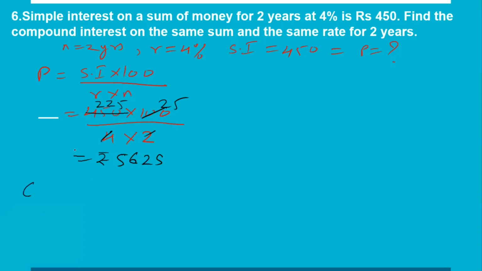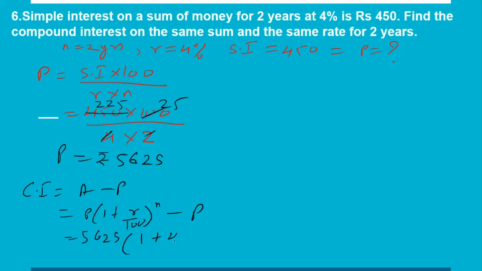Now, on the same principal, we are asked to find the compound interest. So compound interest is equal to A minus P, which is P in bracket 1 plus R upon 100 raised to N, minus P. Now, principal is 5,625 in bracket 1 plus R. Rate is 4% upon 100 raised to N, which is 2, and minus 5,625, amount minus principal.